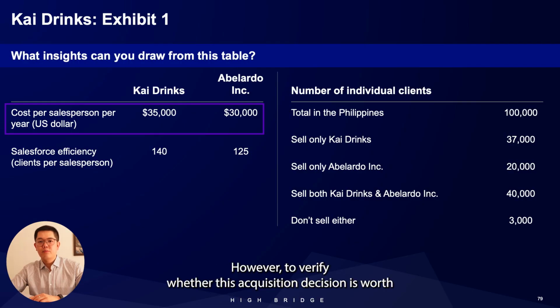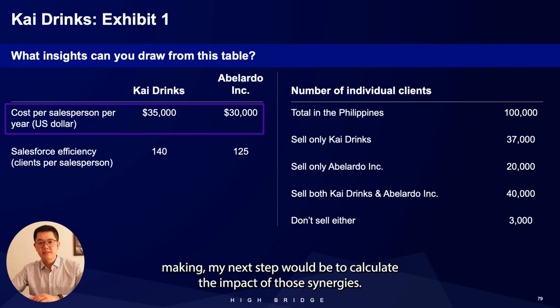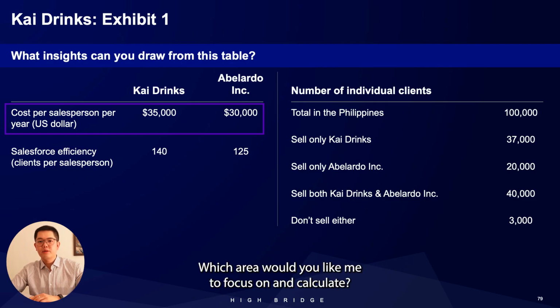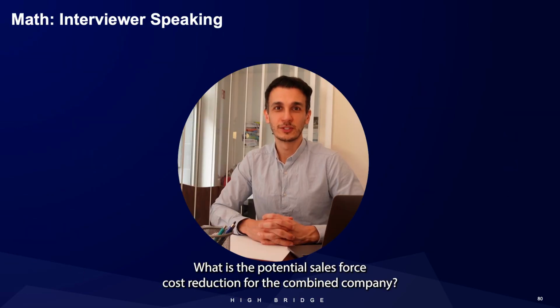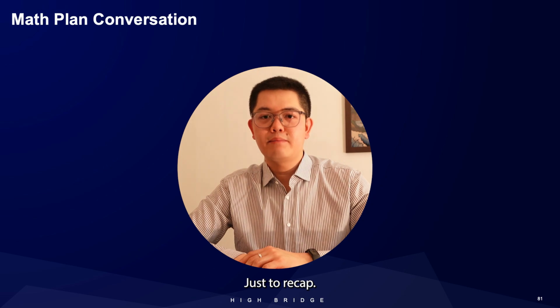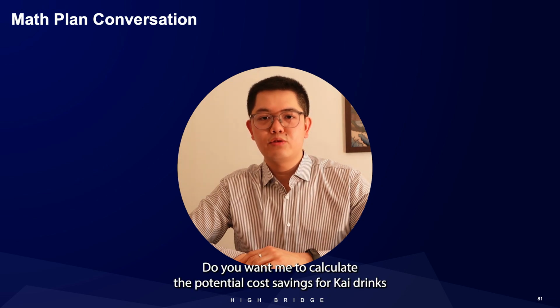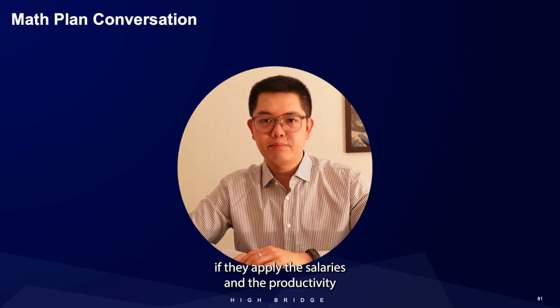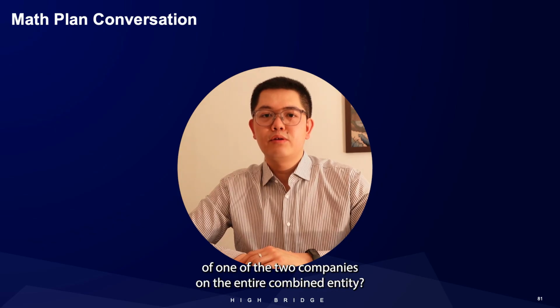However, to verify whether this acquisition decision is worth making, my next step would be to calculate the impact of those synergies. Which area would you like me to focus on and calculate? What is the potential sales force cost reduction for the combined company? Just to recap, do you want me to calculate the potential cost savings for Kai Drinks if they apply the salaries and the productivity of one of the two companies on the entire combined entity?